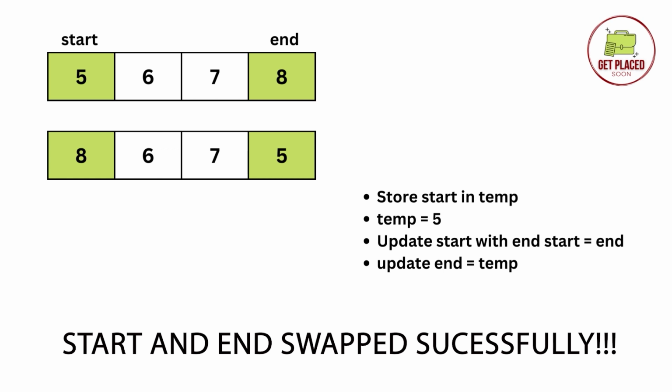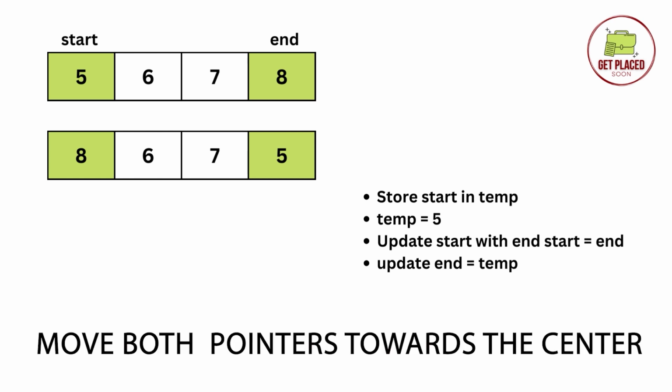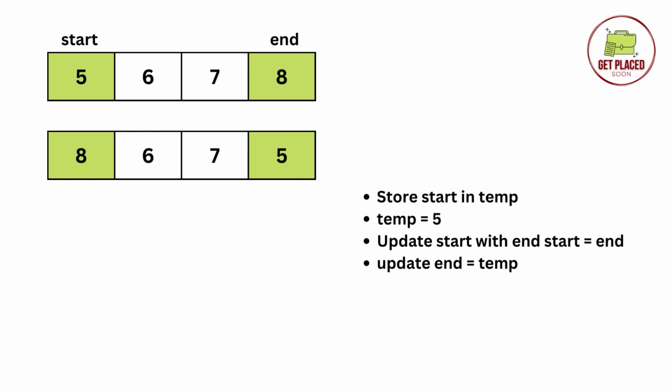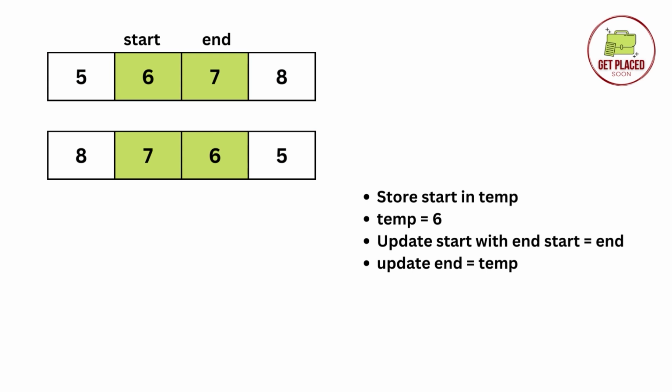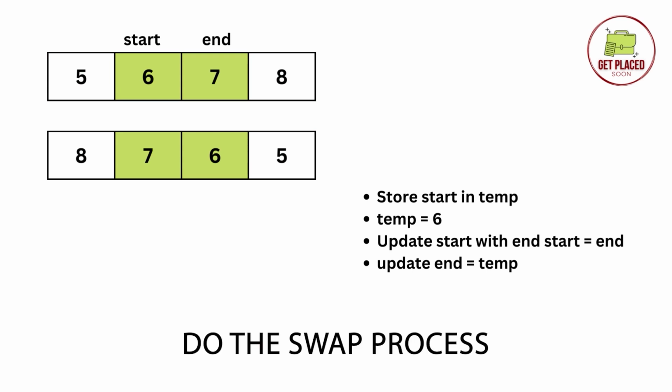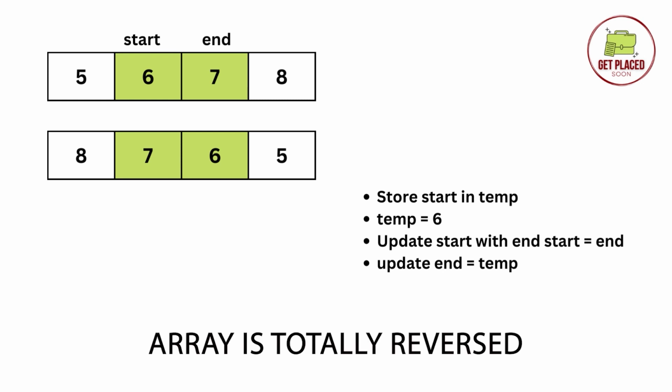After swapping the start and end variable, we'll make sure that we move both pointers towards the center until they meet. So we are incrementing the start and decrementing the end. So the pointers moved. After moving them, again do the swap process. Now you can see the array is totally reversed.